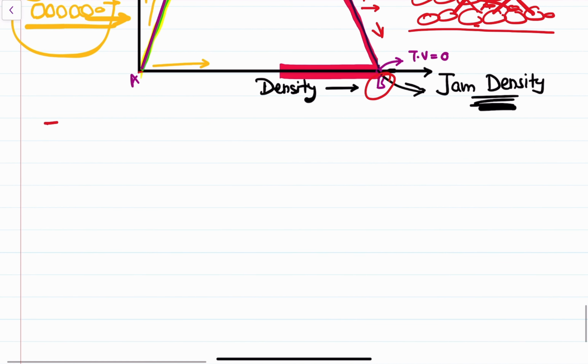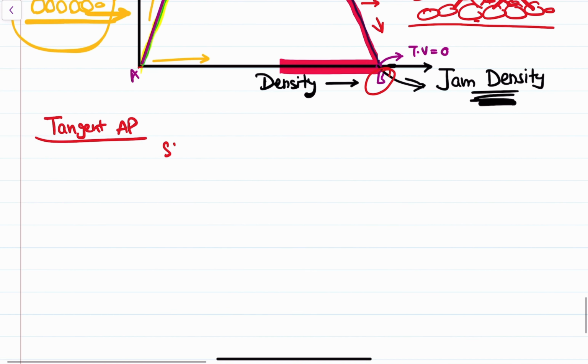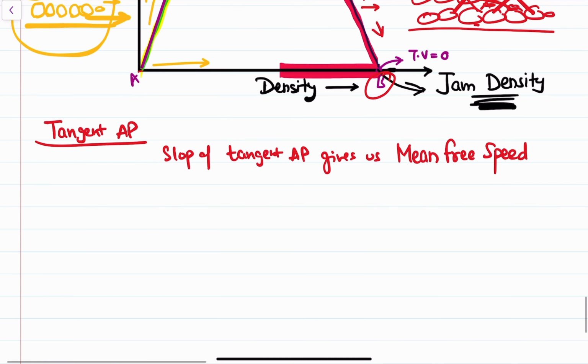Let me write here for better visualization. Tangent AP, that is this one. The slope of tangent AP gives us the mean free speed. Alright, the slope of tangent AB will give us the mean free speed.